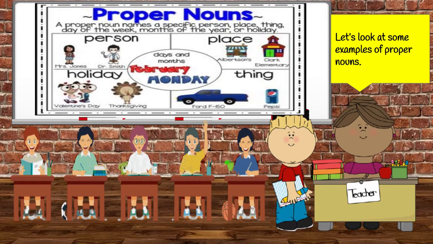These are all specific names of people, places, holidays, days of the week, months of the year, and things. And they all have to be in capital letters. They all have to be capitalized.